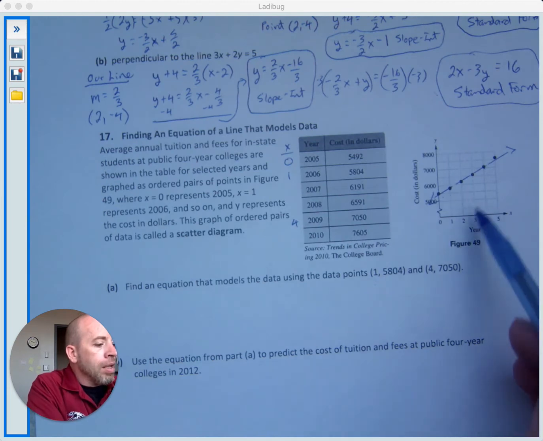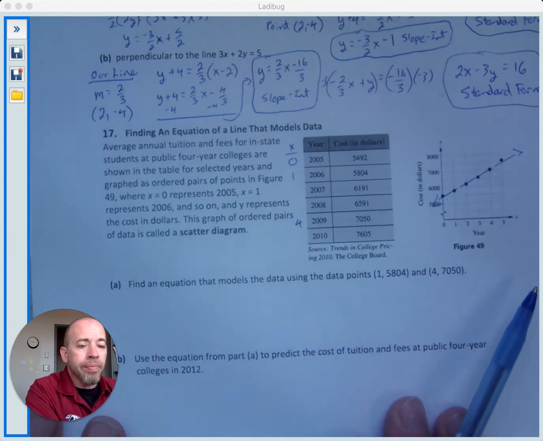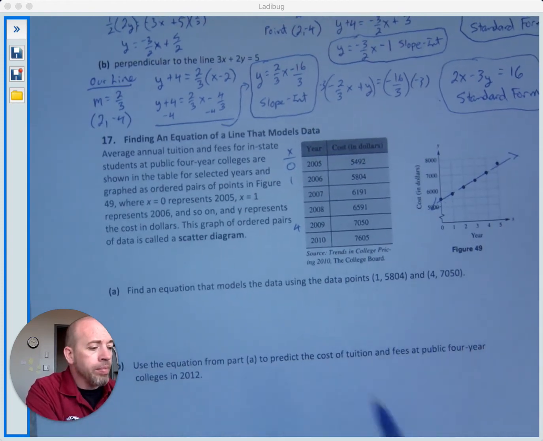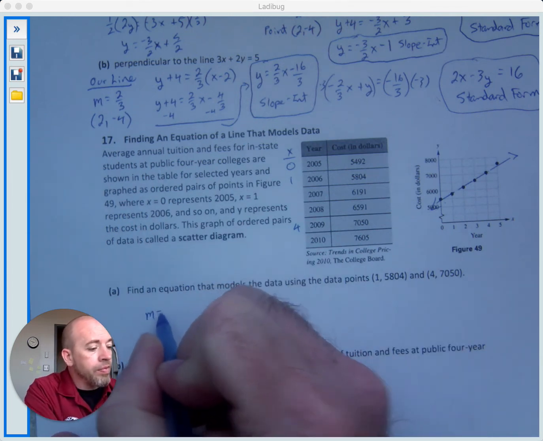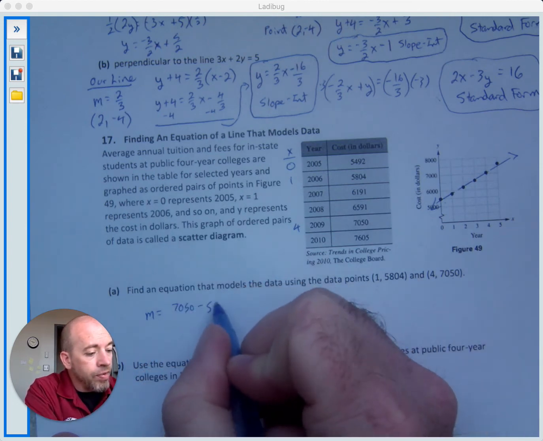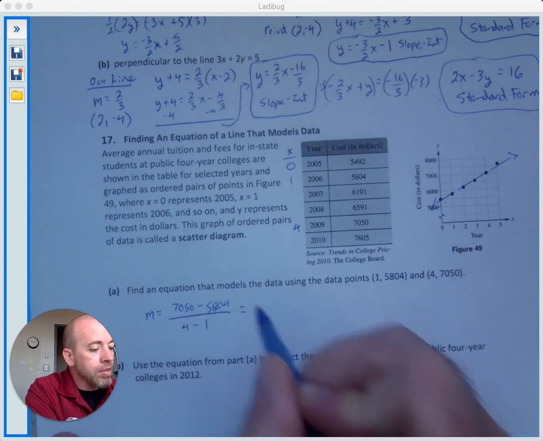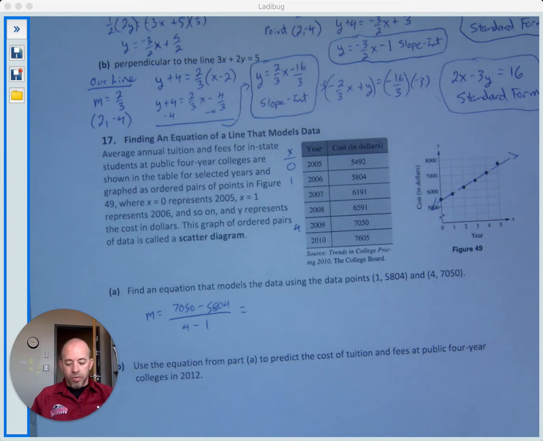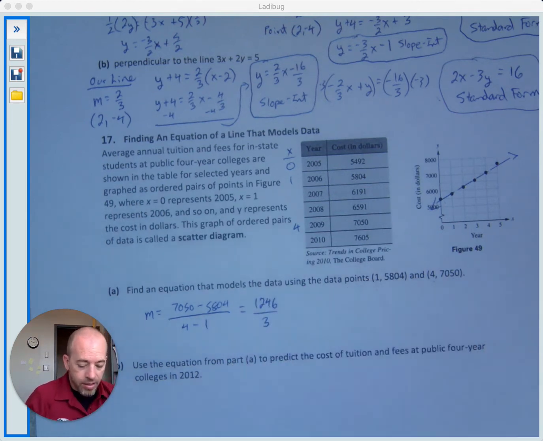We're asked to find an equation of that line. It doesn't tell us what form to use. I'm going to just use slope-intercept form. I think it would be easiest to use to find part B. So we're given 2 points, really. Before we find an equation of a line, we need to find the slope, right? To find slope, we subtract the y's, so 7050 minus 5804, over 4 minus 1. Let's see what 7050 minus 5804 is. It happens to be 1246. And this is 3.